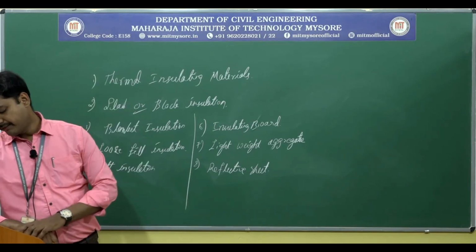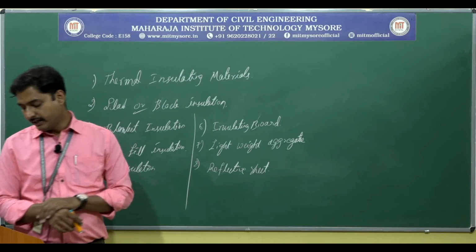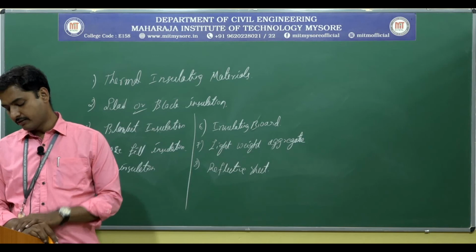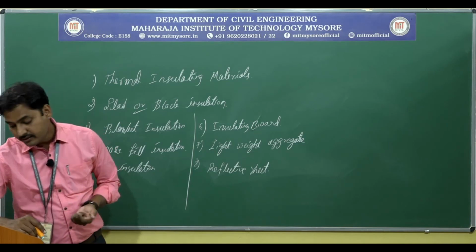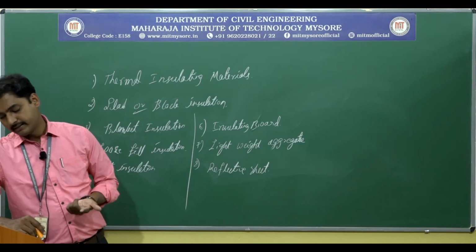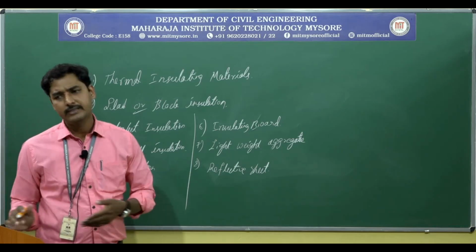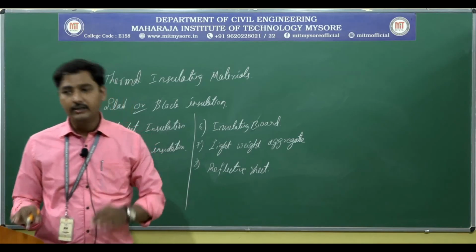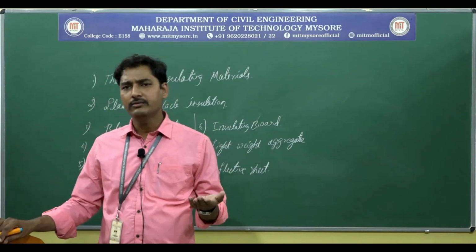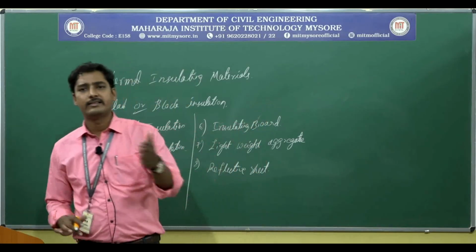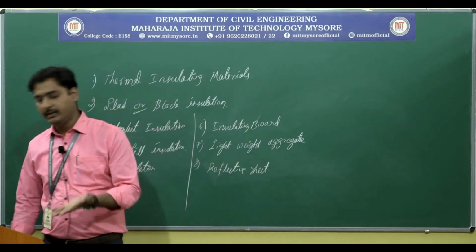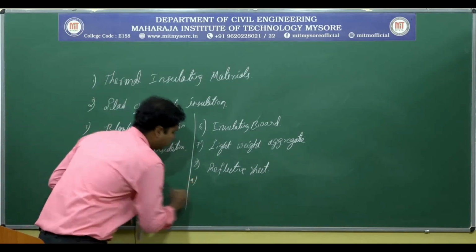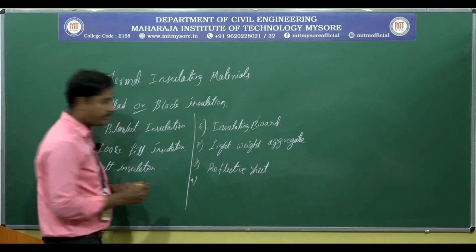A reflective sheet has very high reflectivity and low emissivity, thus offering high heat resistance. It consists of gypsum boards, steel sheets, aluminum foil, etc. We can use these materials as reflective sheets. If you prefer shiny materials on the exterior portion, automatically the heat transfer from outside to inside is minimum. Then the 9th point is the air barrier.